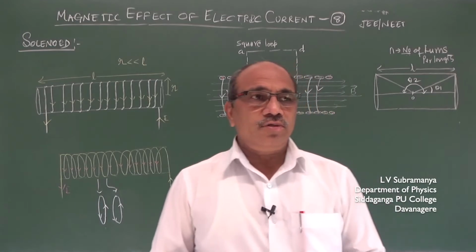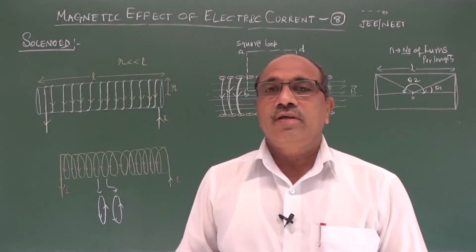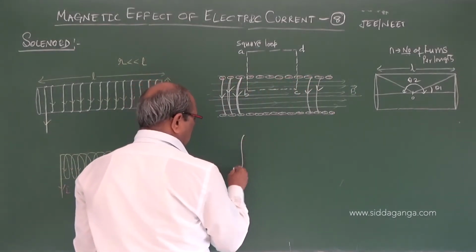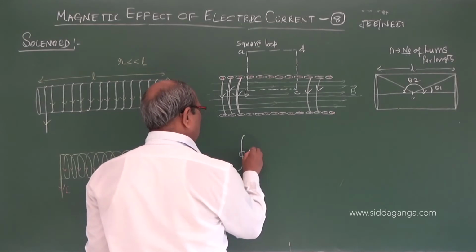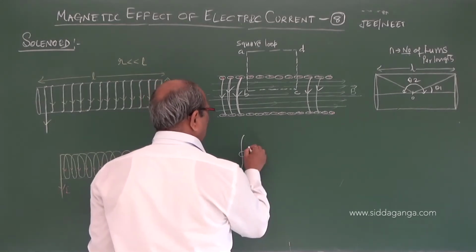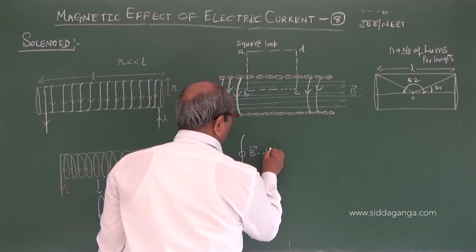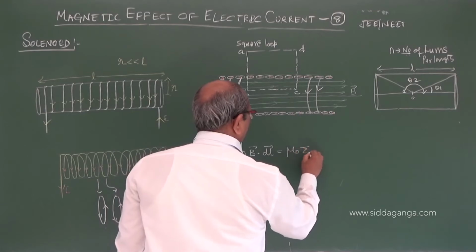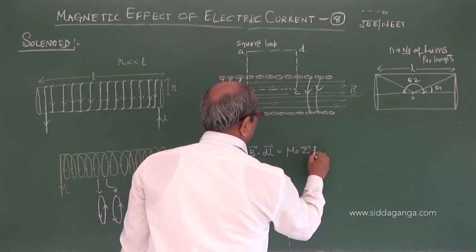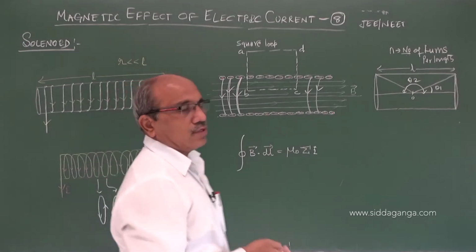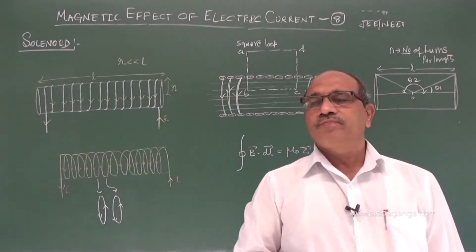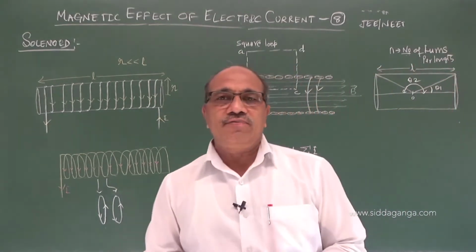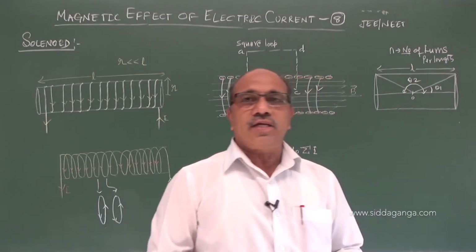We are discussing the applications of Ampere's circuital law: for any magnetic field, the line integral of the magnetic flux density in air or vacuum along a closed path is numerically equal to mu naught times the algebraic sum of the current enclosed by that loop crossing through that area. So we obtained the expression for the magnetic field near a straight conductor carrying current.